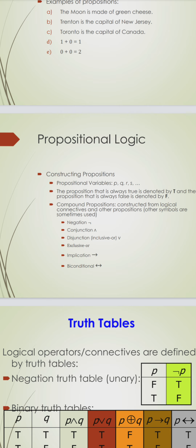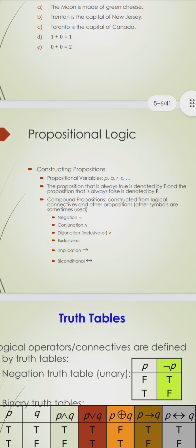Propositional logic, constructing propositions. Propositional variables are P, Q or S, small letters used as propositional variables. The proposition that is always true is denoted by T and false is denoted by F. Then compound propositions are constructed from logical connectives and other propositions. Other symbols are sometimes used. The negation symbol is given there, then conjunction, disjunction or inclusive or, exclusive or, implication and biconditional.